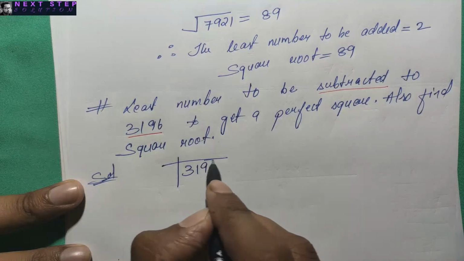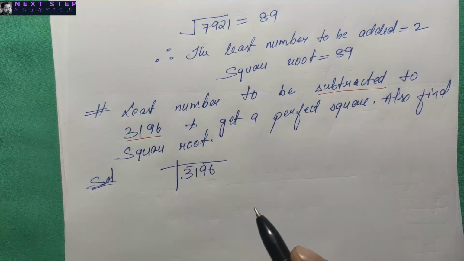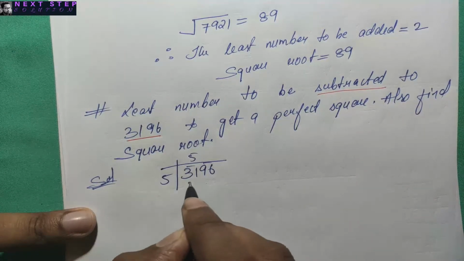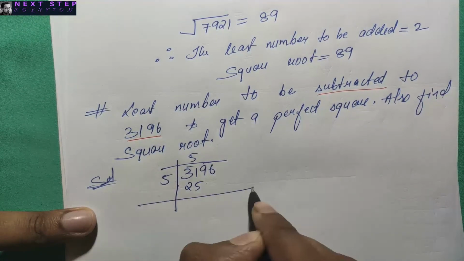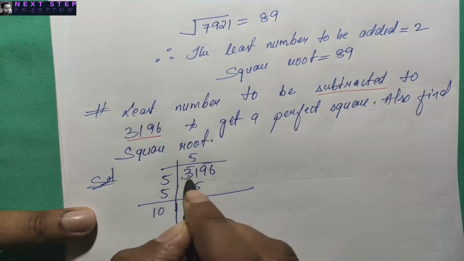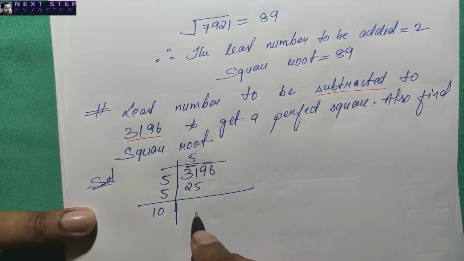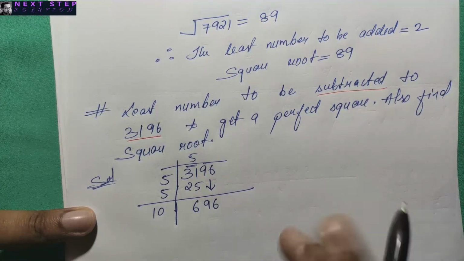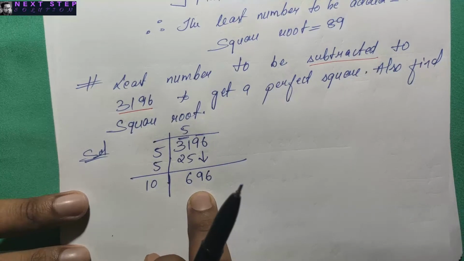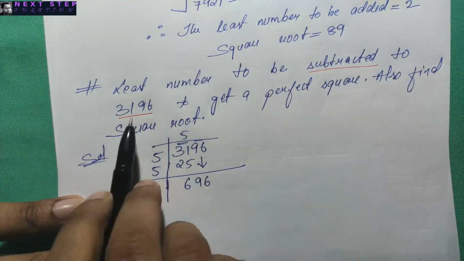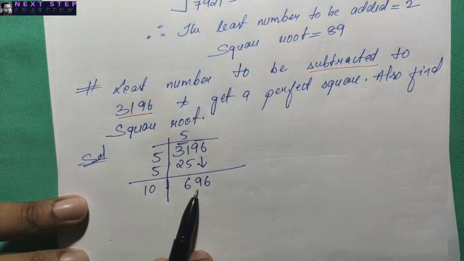Now pair up, near to 31 which is a perfect square. Near to 31, we have 5 5s are 25. This 5 we have to write down here. 5 plus 5 will make it 10, and 31 minus 25 will give you 6. Now we will bring down these two numbers, 9 and 6. Now with 10 we have to take a number which should be smaller, because they are asking what should be subtracted. That means we have to make it smaller, so we will take a number smaller than this.